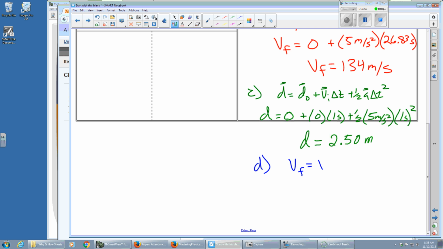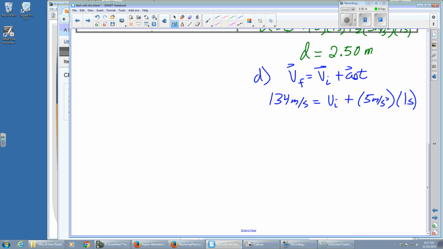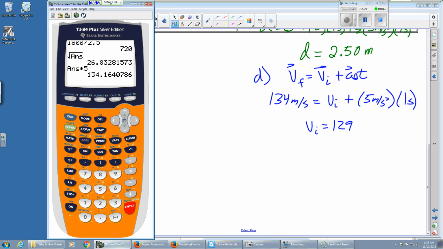v_final = v_initial + aΔt. I know the v_final is going to be my 134. I don't know my v_initial. I know this is 5 meters per second squared. This is 1 second. And so I get v_initial as 129. I'm just going to look at my calculator. 129.164 meters per second.